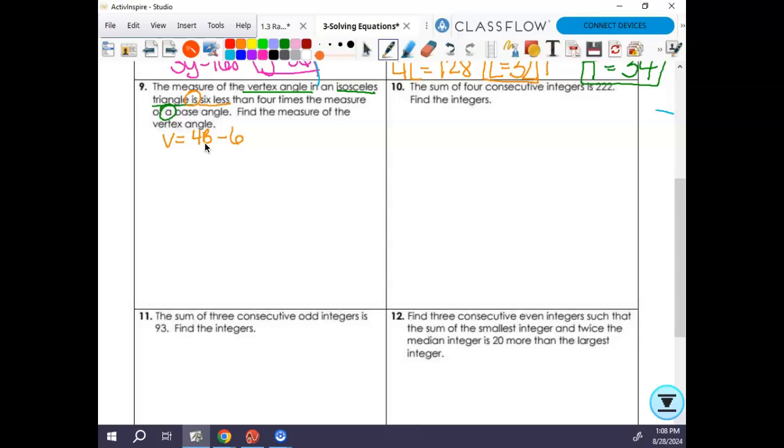All right, now I have 2 variables. I need more than one equation. I'm going to ask another question, and please don't make me cry. How many degrees are in a triangle?